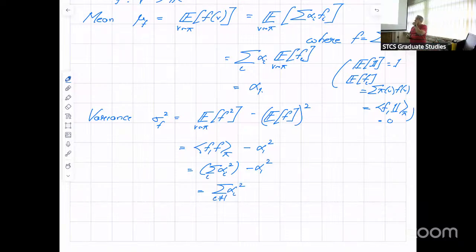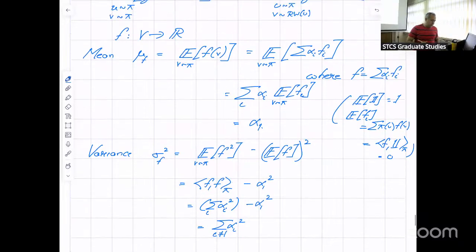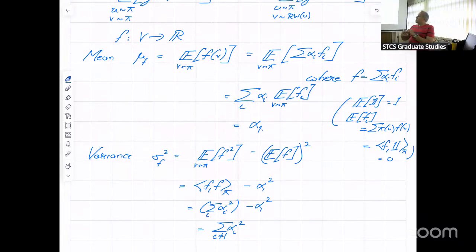All I want to claim is that the mean and the variance can be easily read off once you write things in the eigenspectrum. The mean is just the first one, alpha 1, the coefficient corresponding to the eigenvector 1, and the variance is just the sum of squares of the remaining coefficients.